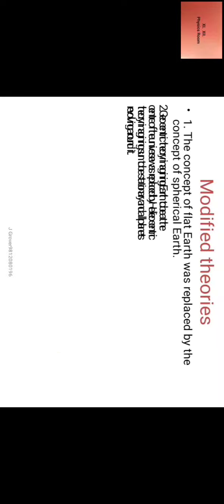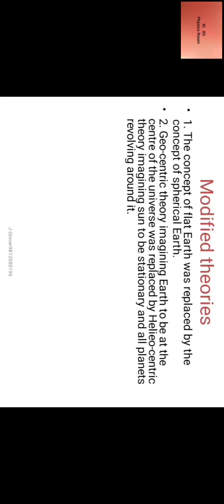The concept of flat earth was replaced by the concept of spherical earth. Previously the earth was treated as flat, but now it is treated as spherical. So the theory has been modified. Similarly, the geocentric theory, imagining earth to be at the center of the universe, was replaced by the heliocentric theory, imagining the sun to be stationary and all planets revolving around it.